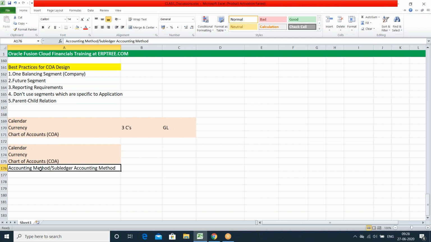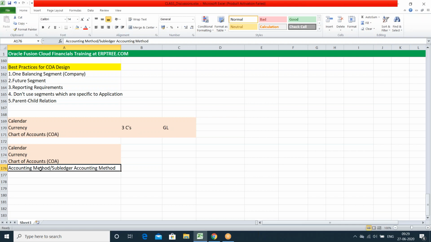When you create the invoice in payables, the system has to create the accounting entry automatically. Which account should be debited, which account should be credited in case of an invoice. When you make the payment against the invoice, the system has to create the accounting entries automatically. Manually, you don't need to do anything. Which account should get debit, which account should get credit, that should be done by the system.